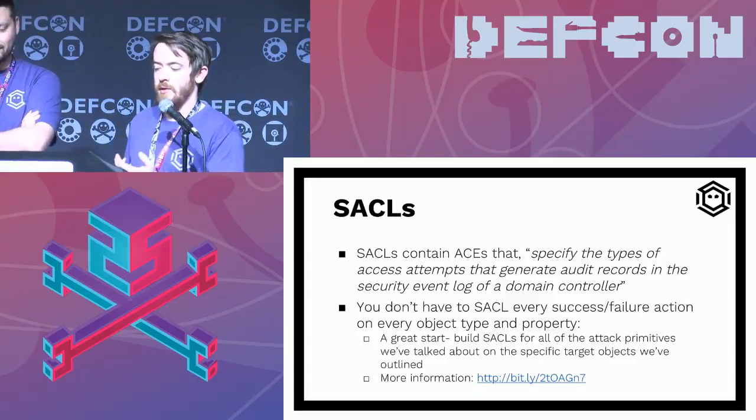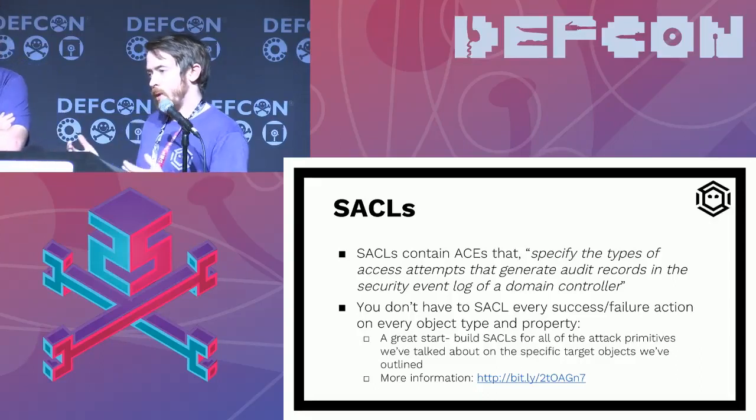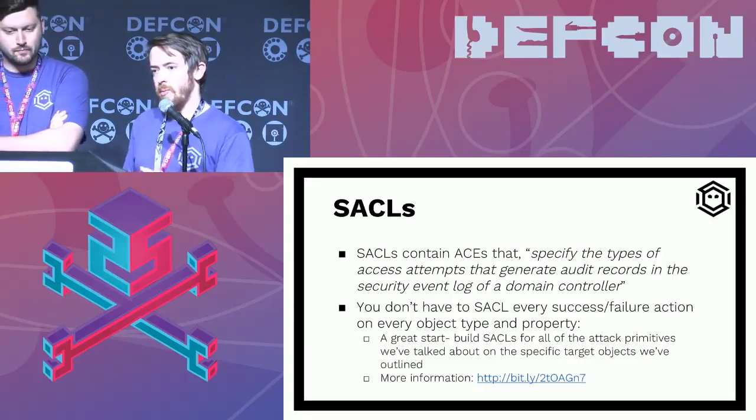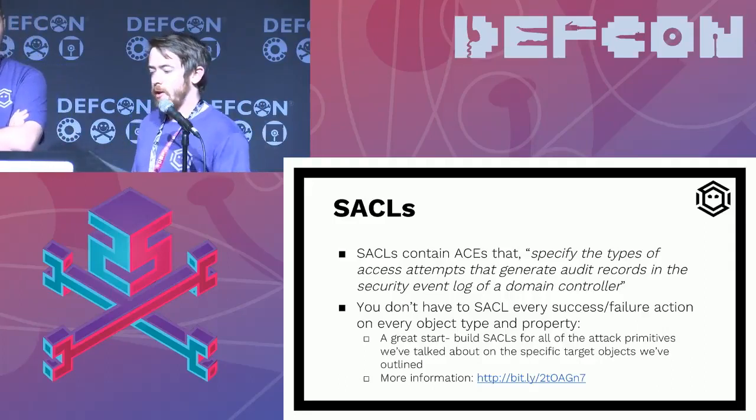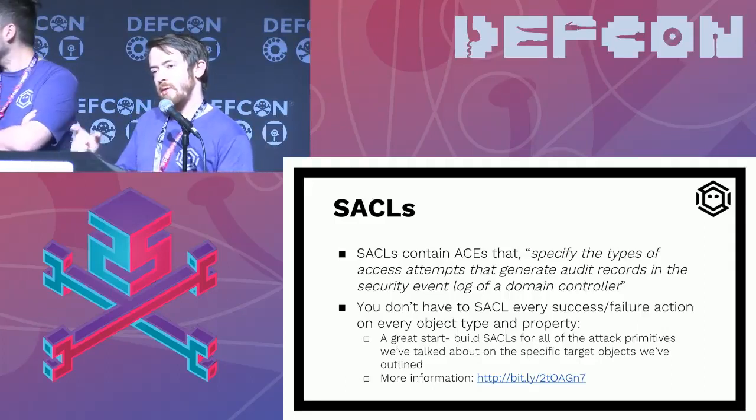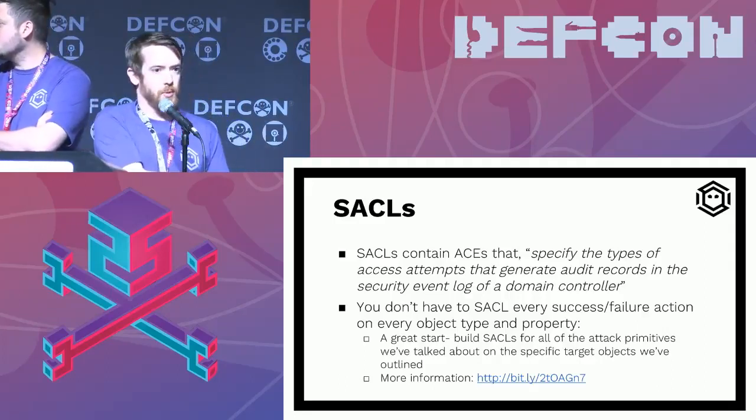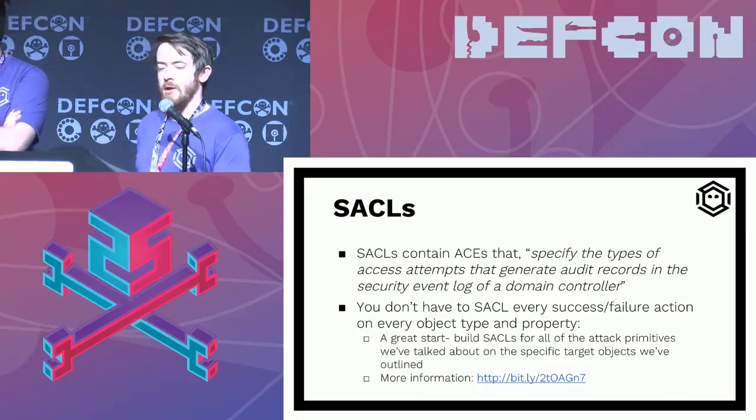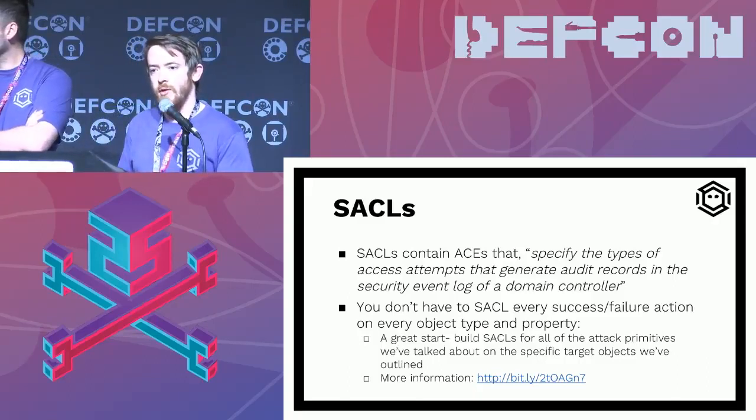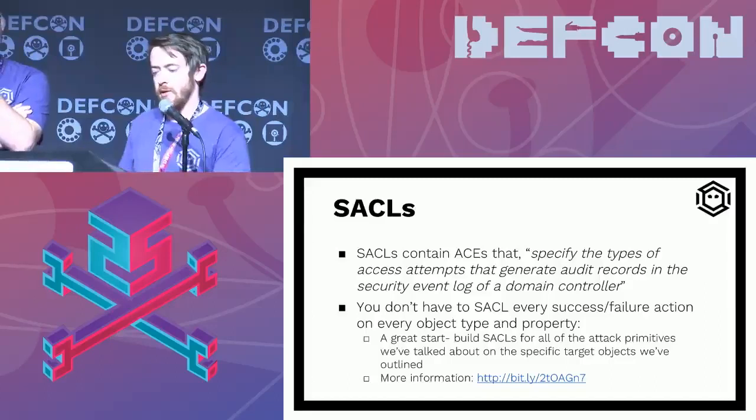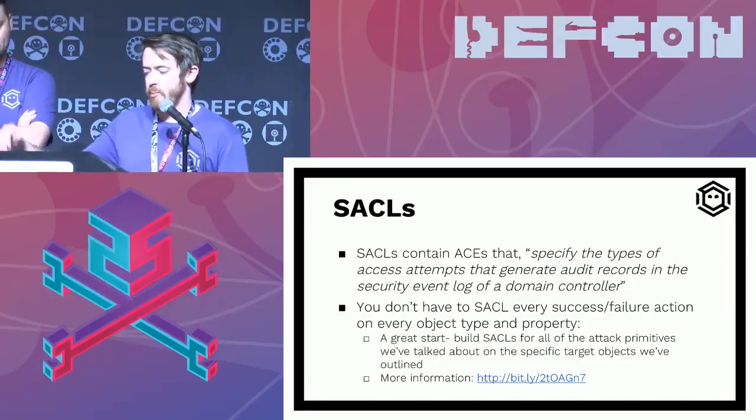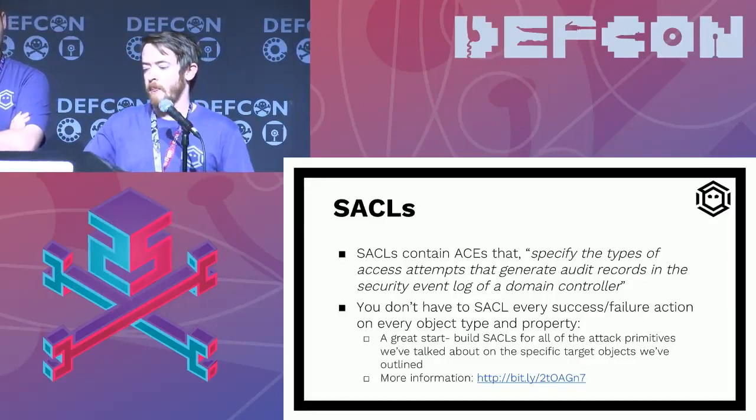Also SACLs, those system access control lists that specify the types of access attempts that generate audit records in the security event log of a domain controller. SACLs have been around forever. People don't really use them because if you turn them on, there are going to be tons and tons and tons of events. But we really think that if you implement SACLs, again, just for the object takeover primitives that we talked about, you can cut down a couple orders of magnitude in the amount of noise and really pay attention to the good stuff. And there's a bit.ly link that has some more information on there.